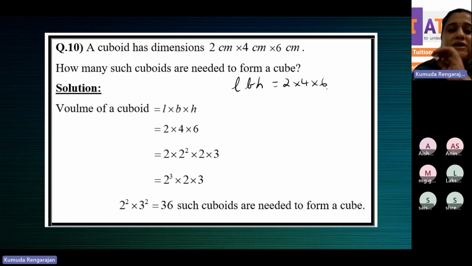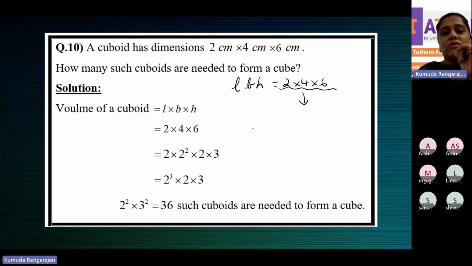But if it has to be a cube, we know that its volume is a perfect cube because of the formula. Volume of a cube is A into A into A. The same thing multiplied 3 times. So it will be a perfect cube. But this one is not a perfect cube. So how many more like this do you need so that the answer will be a perfect cube? So for that, you should use the multiplication method, right?